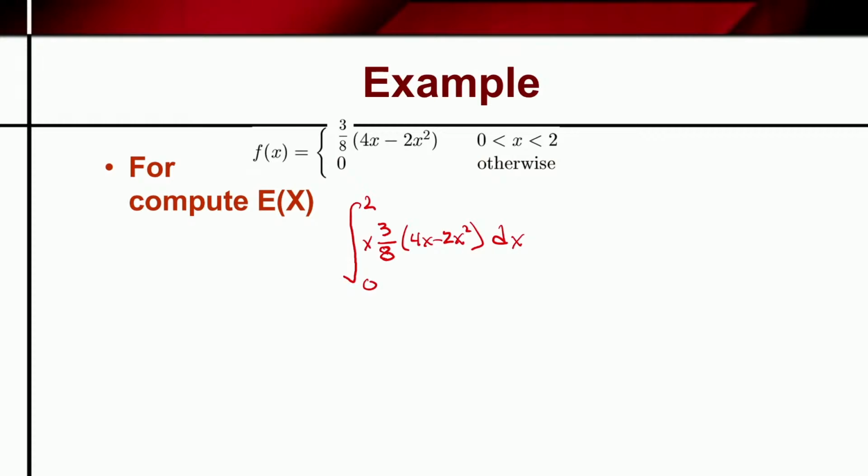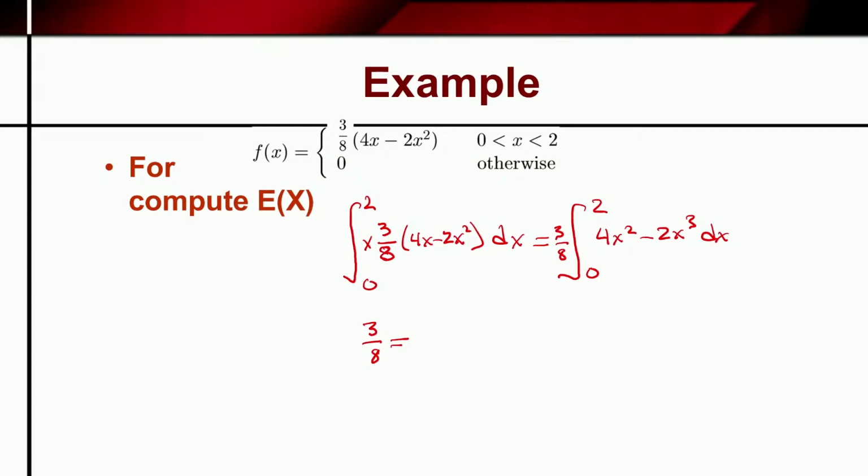Now let's put it all together and make it look a little prettier, because this doesn't look good. So I'll put the 3/8 out front. There's no reason to put it inside. Then 4x squared minus 2x cubed. Now all of us can do this, I hope. Basic calculus thing here.